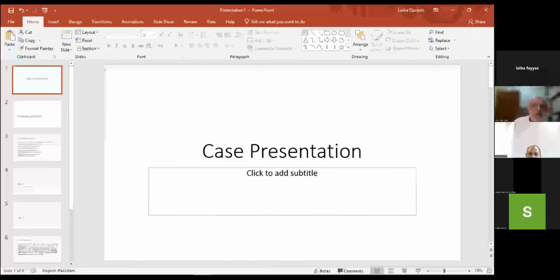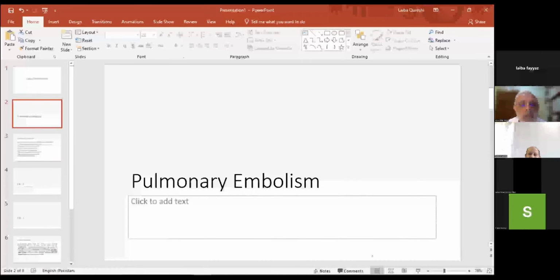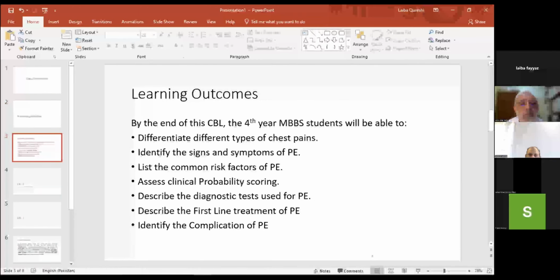Is it visible? Yes, case presentation. Okay, so, sir, we chose case presentation, and the topic we chose was pulmonary embolism. So we would first put out the learning outcomes for the students of 4th year MBBS. These would be the learning outcomes: differentiating between different types of chest pain, identifying the signs and symptoms, listing the common risk factors of PE, assessing clinical probability scoring, describing the diagnostic tests, describing the first-line treatment, and identifying the complications.